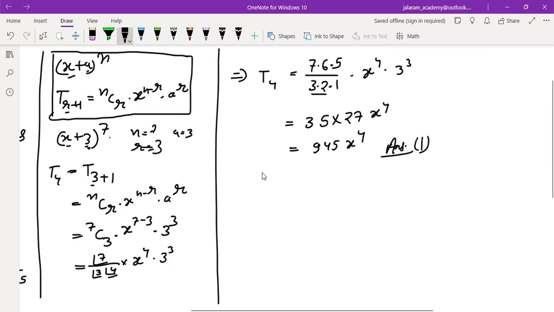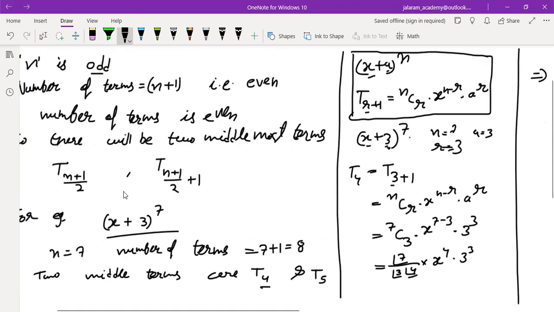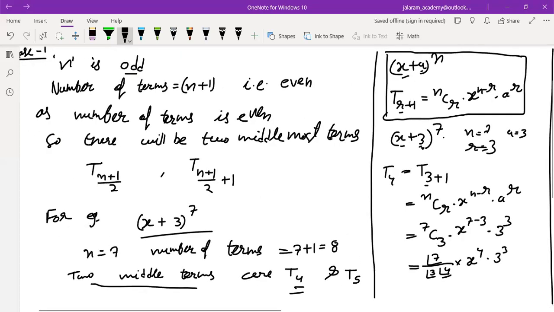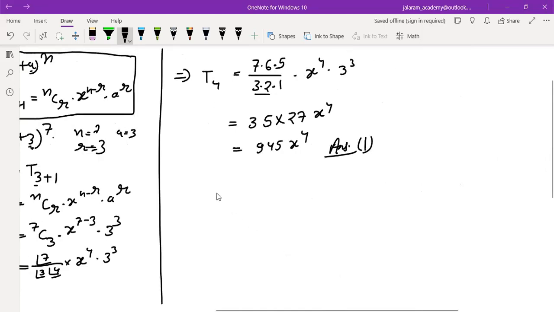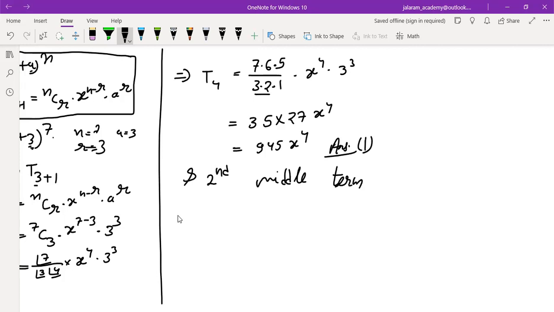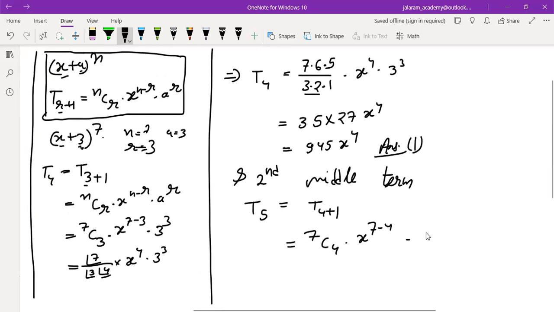As we have earlier discussed, as n is even, there will be two middlemost terms. First we have calculated T4. The next is T5. So let's now calculate the second middle term. The first middle term was T4. The second middle term is T5, that is T4 plus 1. So it is again nCr into x to the power n minus r into a to the power r. So 7C4, we know that nCr is always equal to nC(n minus r).